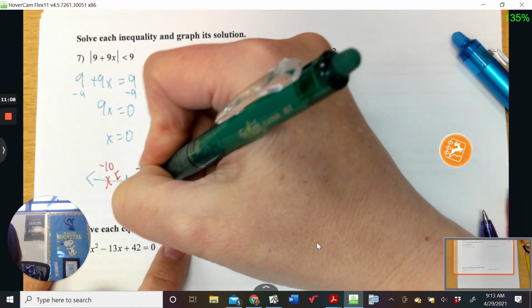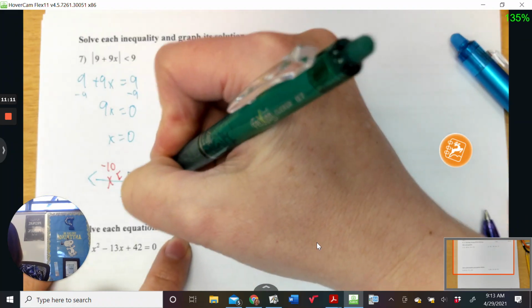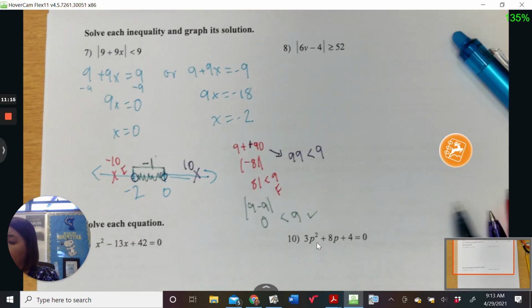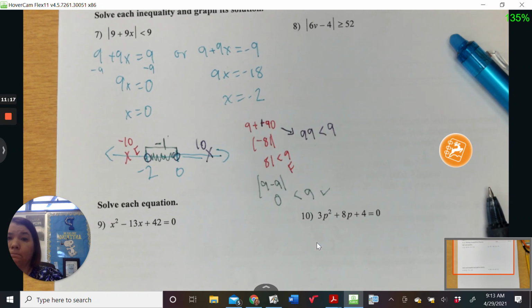And my answers are in here. You can do it like that or like this, whichever works for you. That's all there is to it. I'm going to leave 8 for you. And let's jump down to 9 and 10.